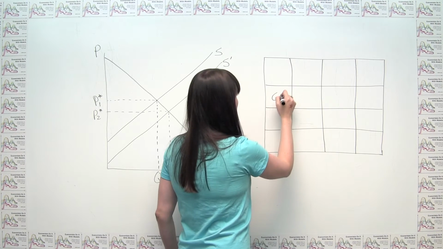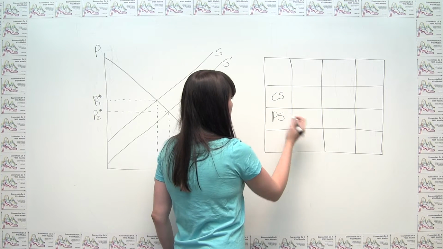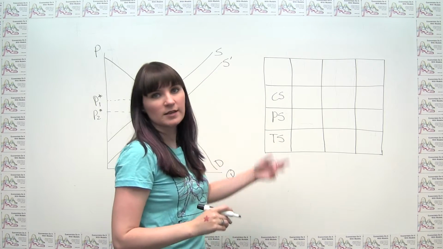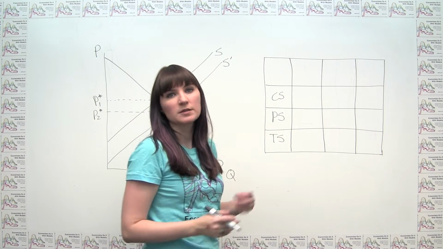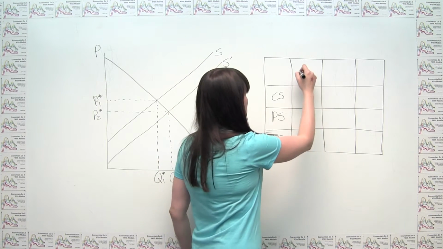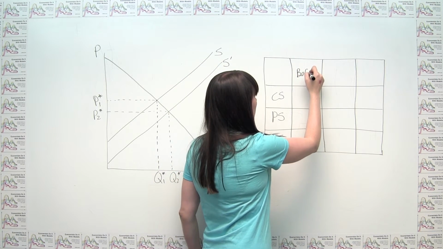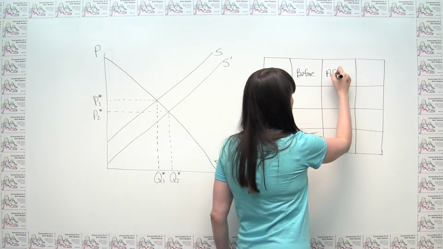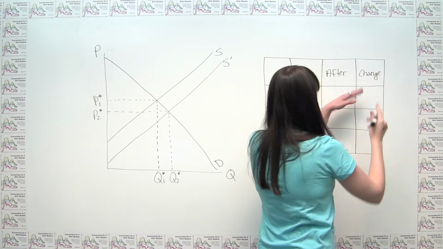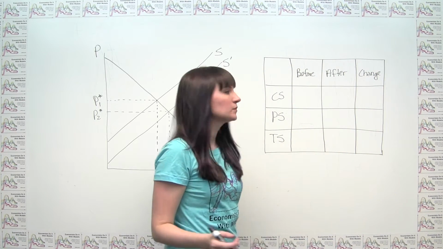We can just say consumer surplus, producer surplus, and then total surplus. I'll call it TS. You could also call it social surplus. Sometimes you see that, and that would be SS. Same concept. And I can just say here, before, after, and change. And the change is just going to be after minus before.